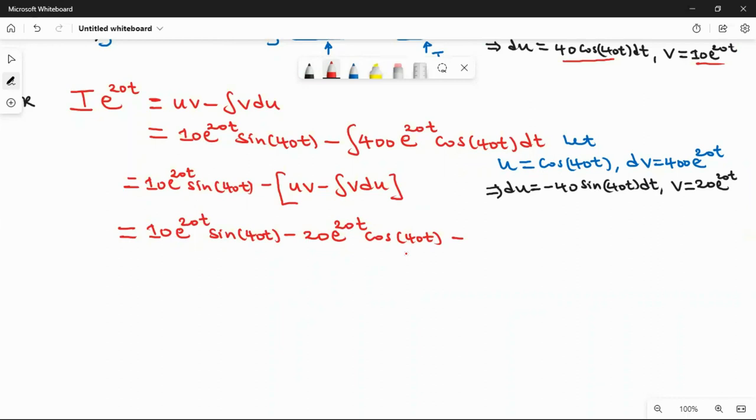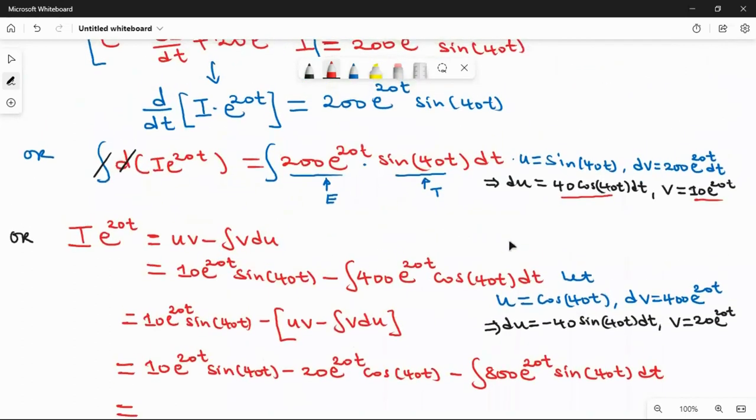And that is 800. Of course, it is the integral, I mean. 800 exponential 20t sine 40t dt. How else can this be written? This can be written as, look at the integral we started with. It was the integral of 200 exponential 20t times sine 40t. That's what we had on the right-hand side. And on the left-hand side, that was I exponential 20t.